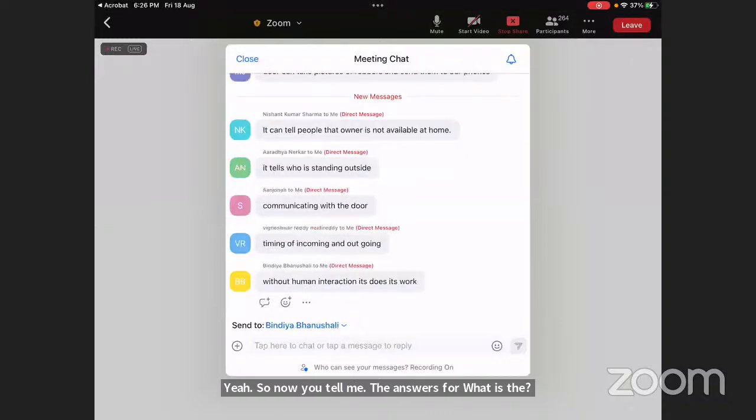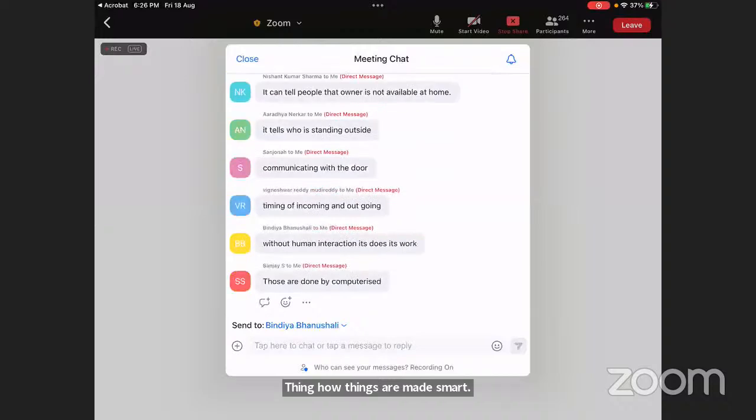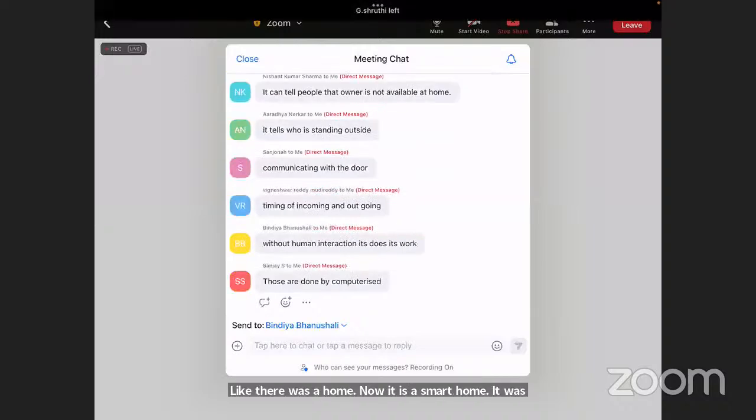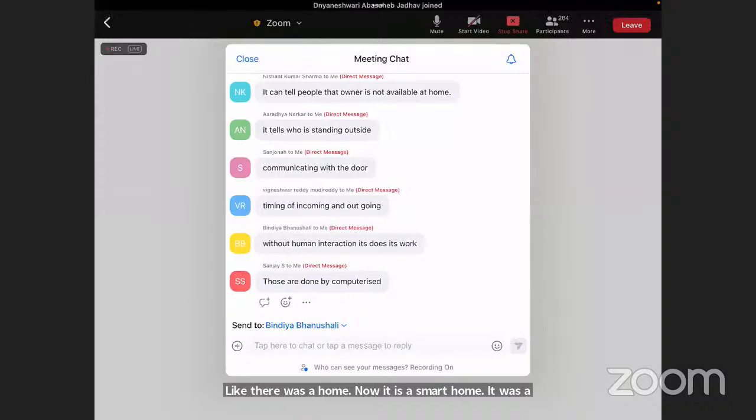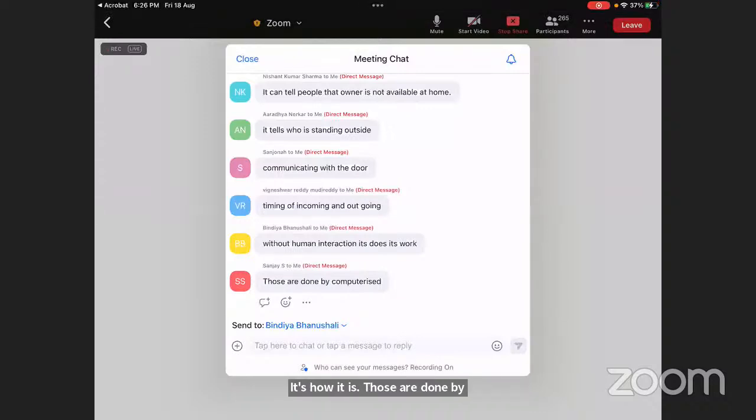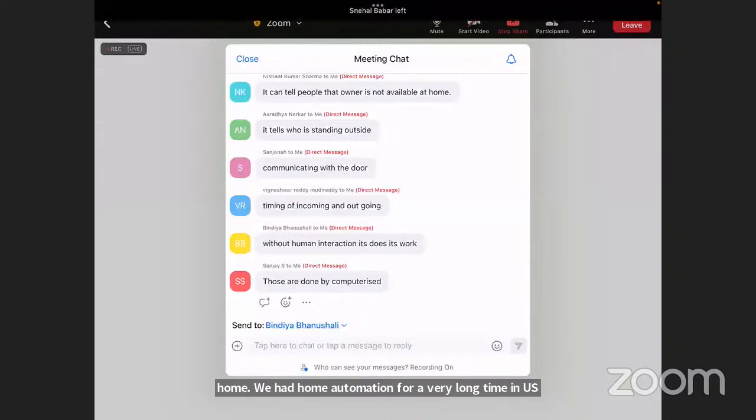Means like there was a home, now it is a smart home. It was a city, now it's a smart city. How? Those are done by computerization. Sanjay, that is a very generic statement. I need something specific. See, for a home, we had home automation for a very long time. In the US we had home automation from say the 70s, 80s. In India we didn't have, okay, I agree.